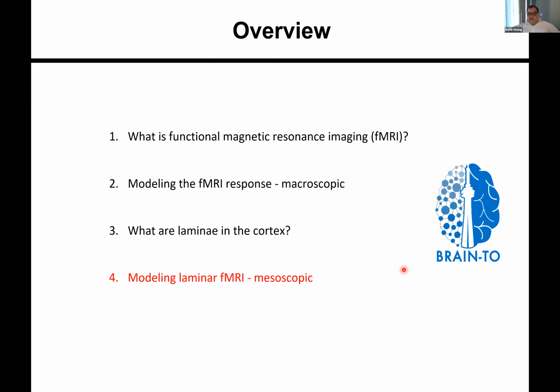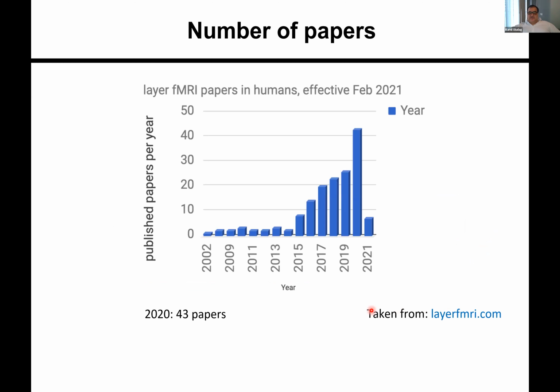Now I come to laminar fMRI. Laminar fMRI is a relatively new field. This is the number of papers published per year. As you can see, until 2015, we had about 2 to 3 papers per year. In 2020, we had 43 papers, which means probably this year there will be about one publication per week, which is quite a lot compared to previous years. But obviously it's still a small field, compared to the roughly 3,000 to 4,000 papers using fMRI per year.